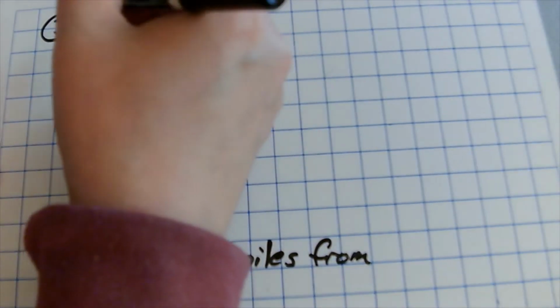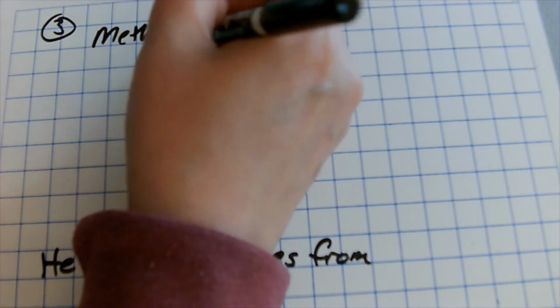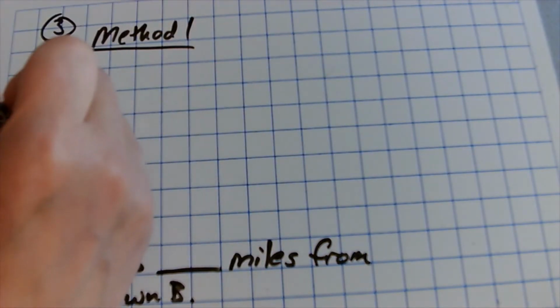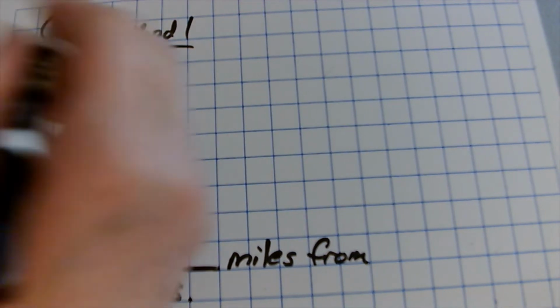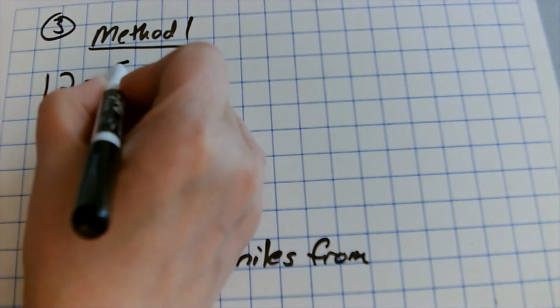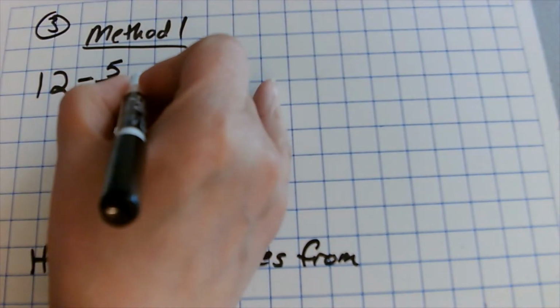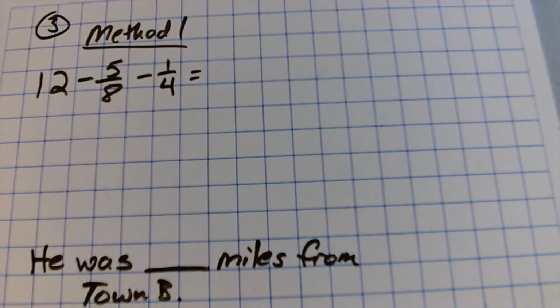So let's look at method 1. How would we use method 1 to solve this? It was 12 miles, so that's our whole. He has to go 12 miles. He traveled 5/8 by bus, so he got a little bit closer, and then went another 1/4 mile before the car broke down. Wow, that's a really rough trip. Okay.